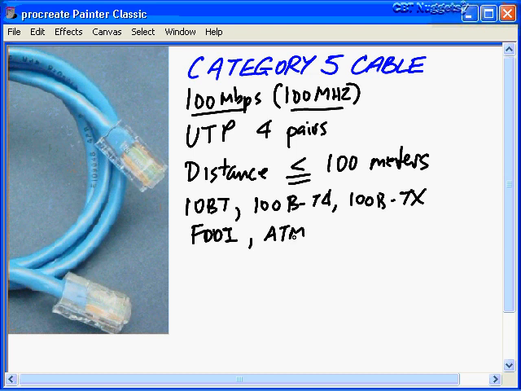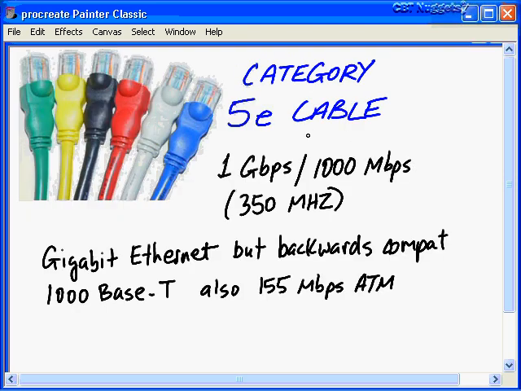It's been around since 1994, but in 1998 it was replaced with a newer standard called 5E. Let's talk about Category 5E cable. Category 5E cable is basically Category 5 cable, but it's been enhanced to have less noise in the cable, also enhanced to provide support for higher bandwidth. Category 5E cable can be used for 1,000 megabit per second Ethernet or gigabit Ethernet operating at 350 megahertz.